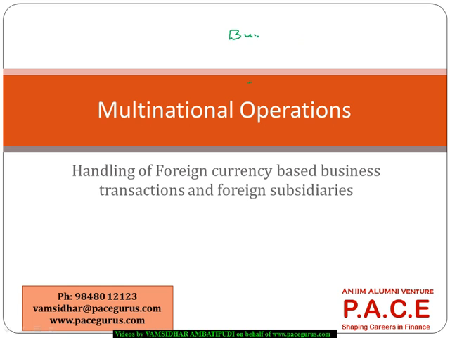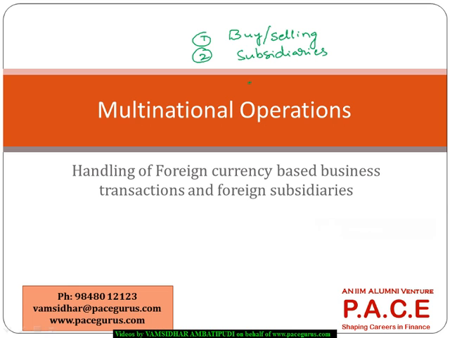So buying and selling of the goods in other countries, that is one aspect of multinational operation. Two, having subsidiaries in the other countries. So in these two cases, how does a company account these kind of transactions?